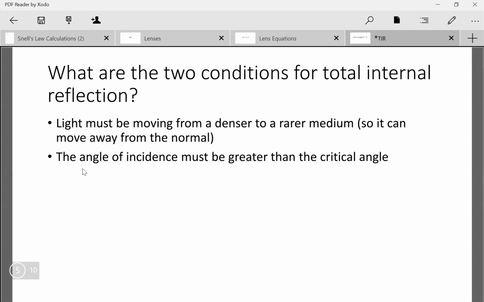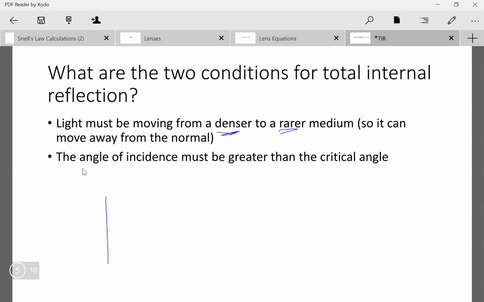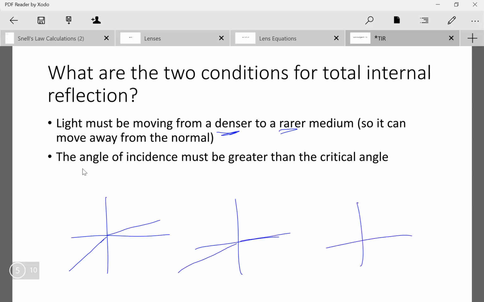But there's two conditions for total internal reflection. One, light must be moving from a denser to a rarer medium. So again, for total internal reflection, you kind of get the idea that light has to keep moving away and away from the normal so that it can totally internally reflect at some point. If light moves from rarer to denser, it's bending towards the normal and will never actually reach the 90 degrees or be able to reflect because it's going towards the normal. So that is the first condition.